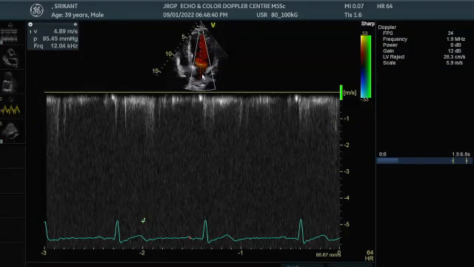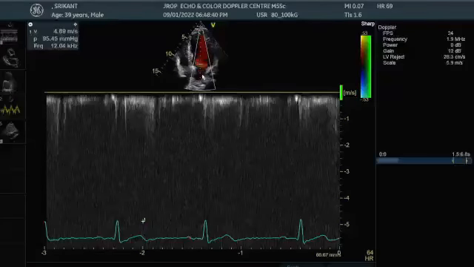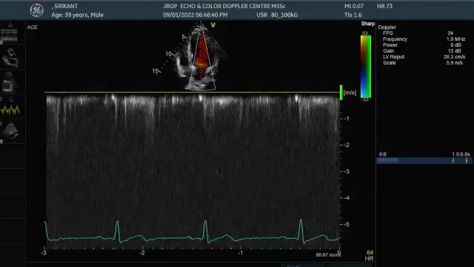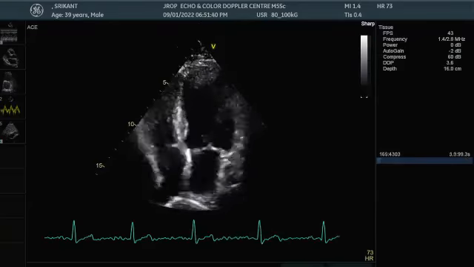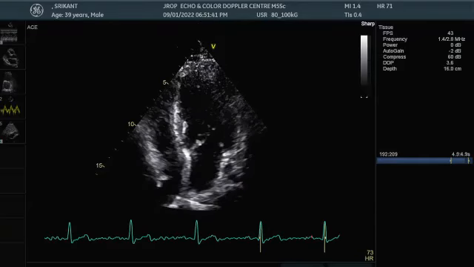Sir, in apical four-chamber view, how will we differentiate papillary muscles and AML or PML? AML is anterior mitral leaflet. Papillary muscle is papillary muscles. If you look in four-chamber view, this is standard AML. This is standard PML.